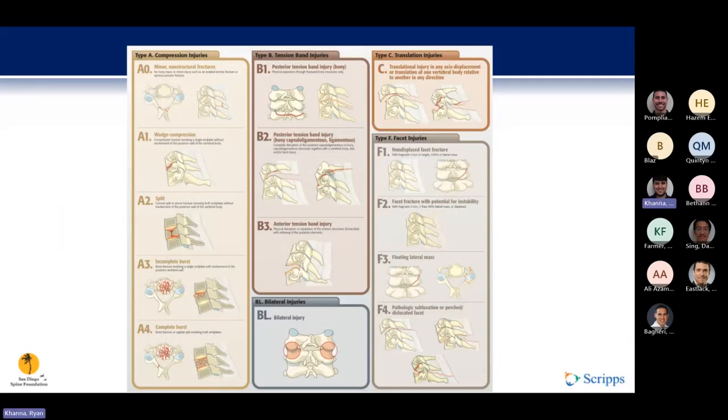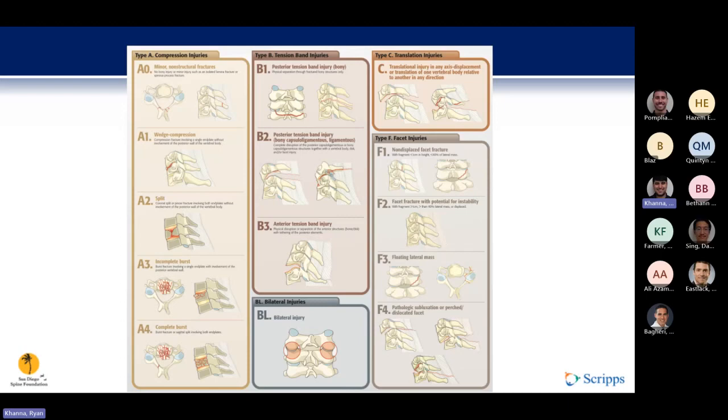Just wanted to delve in a little bit more, looking at different types of injuries. Looking from left to right, type A refers to compression injuries, from minor non-structural fractures such as an isolated spinous process or isolated lamina fracture, going all the way down to a complete burst fracture. And this was classified from least severe to most severe.